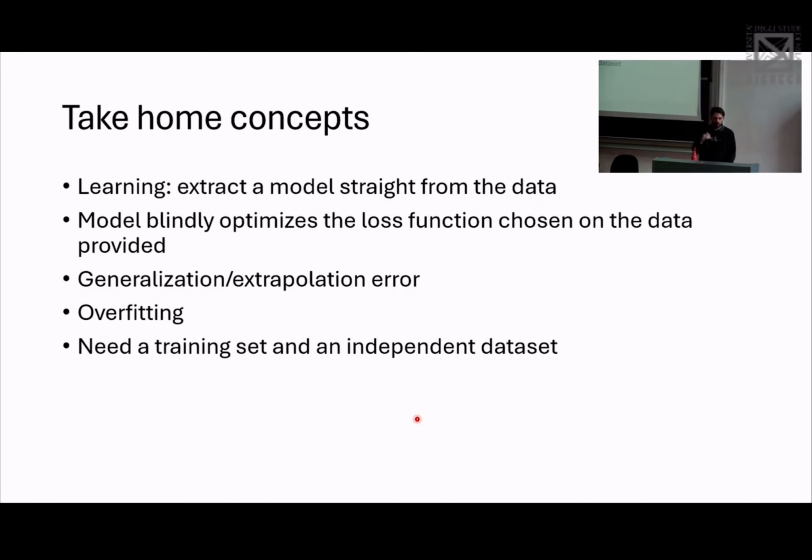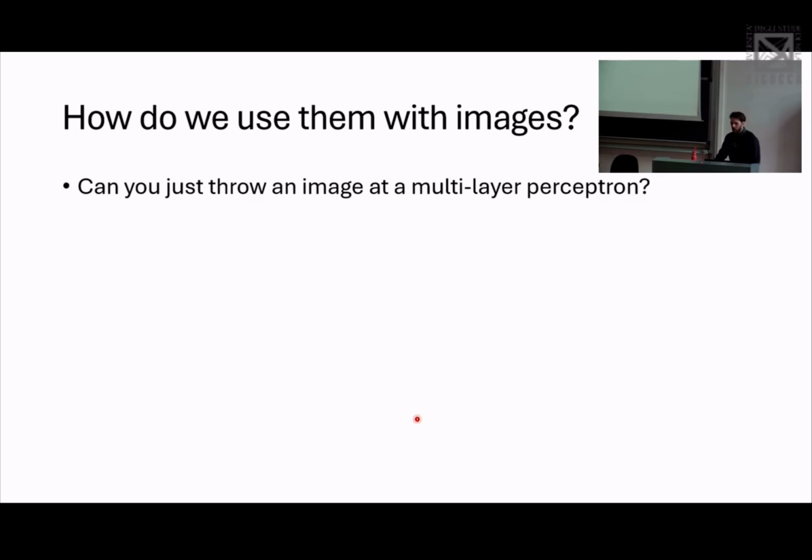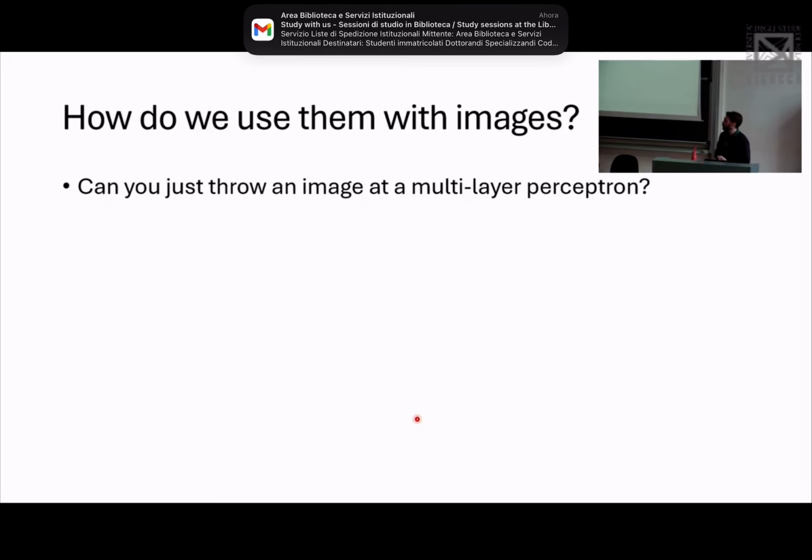Okay, so we are going to go more into the details about neural networks. I've mostly skipped the part about perceptrons, multi-layer perceptrons, and so on. Given that a perceptron does a weighted linear sum of numbers and applies a nonlinearity, the next question is, can we just throw an image at a multi-layer perceptron?